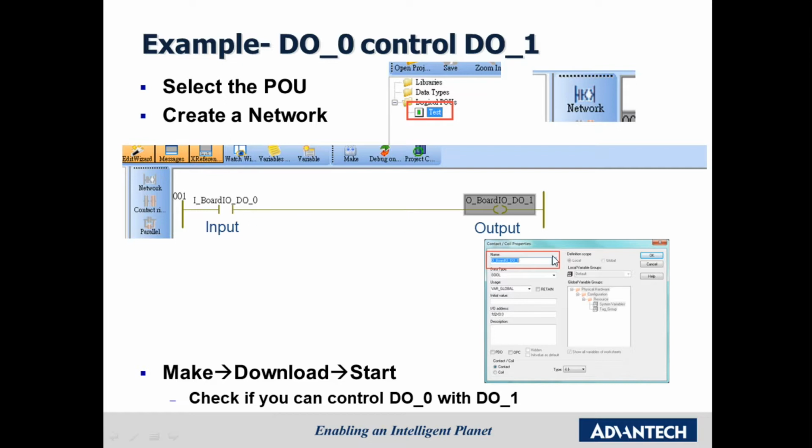Double click it and user can choose the tag. For the input it will only read value, so please choose I button line, and for output please choose O button line. It will control the value. Okay, it is a very basic logic. While the input DO0 is turned on, DO1 will turn on; if it turns off, DO1 will turn off. So make and download and start. Check if you can control DO1 with DO0.